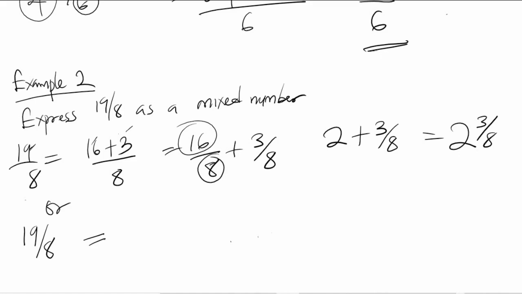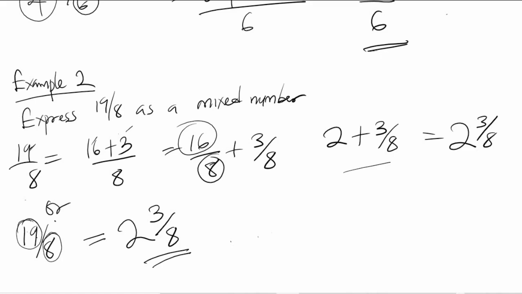Or you can say 19 divided by 8. 8 cannot divide 19 completely without a remainder. So the closest number to 19 that 8 can divide is 16. 16 divided by 8 is 2. And when you subtract that 16 from 19, there is a remainder of 3 over 8. So it's the same thing.